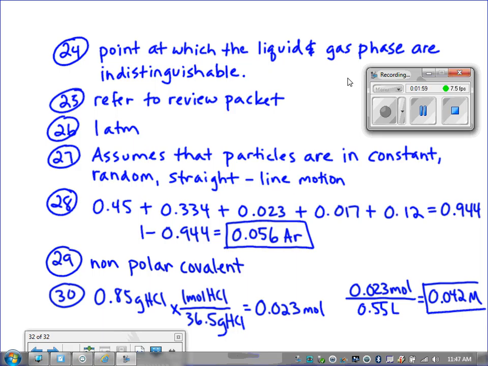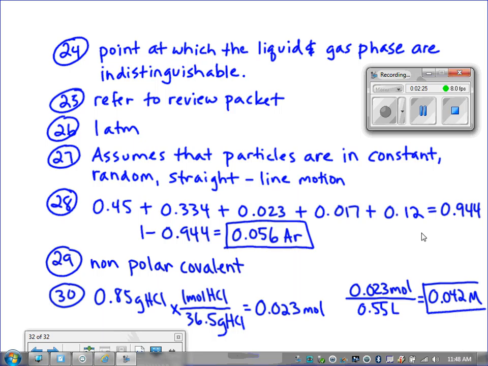Number 28 is, I'm sorry, not a Dalton's law problem. It is a mole fraction problem. So you add up the parts that they give you. They give you the mole fractions of each part. You add them up, you get a total of 0.944. All of these together should add up to 1, but you're missing one.